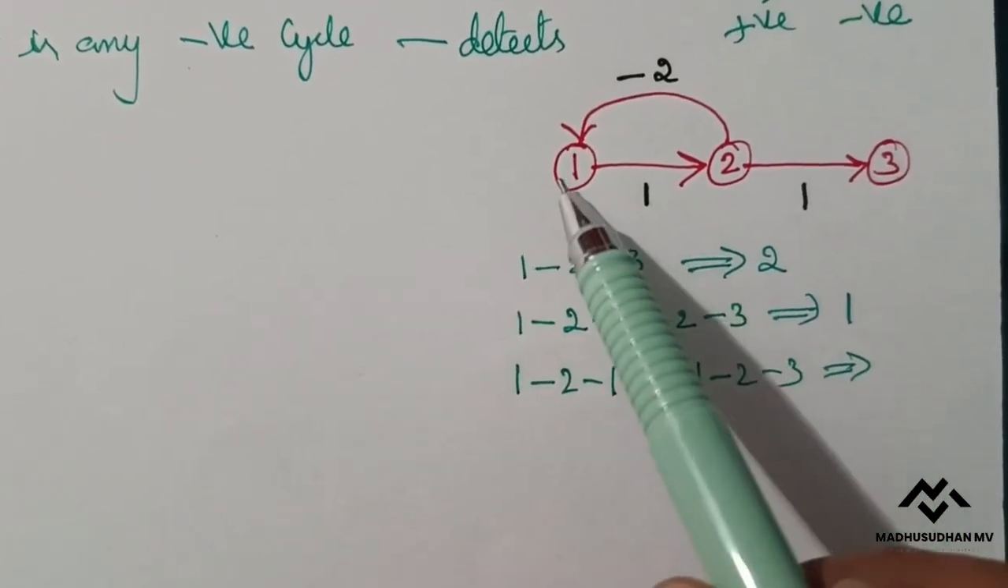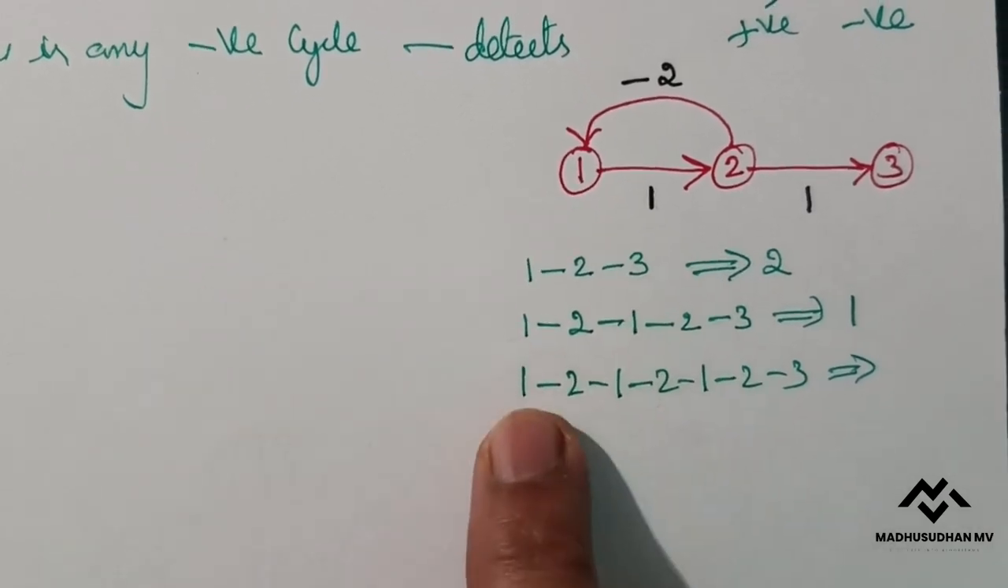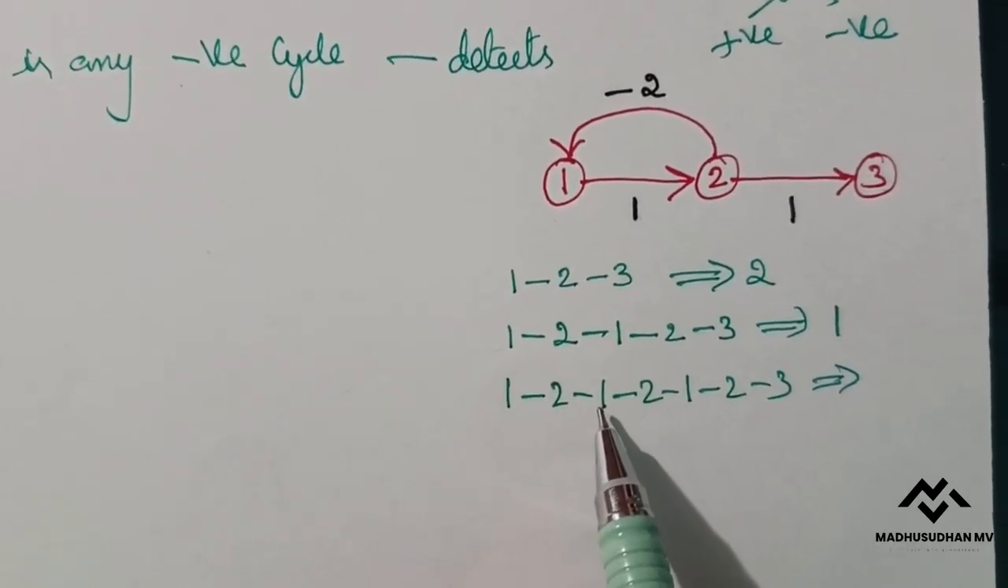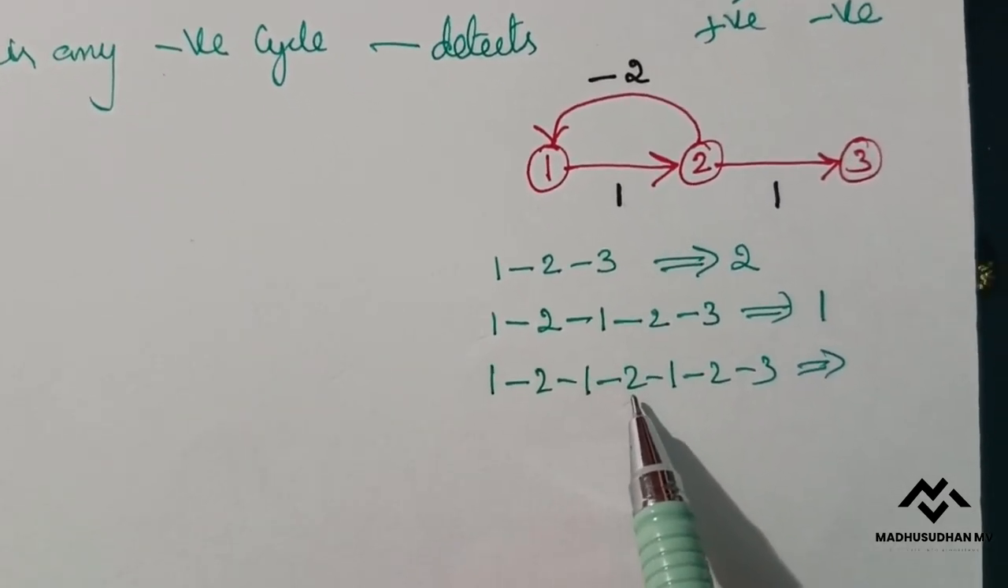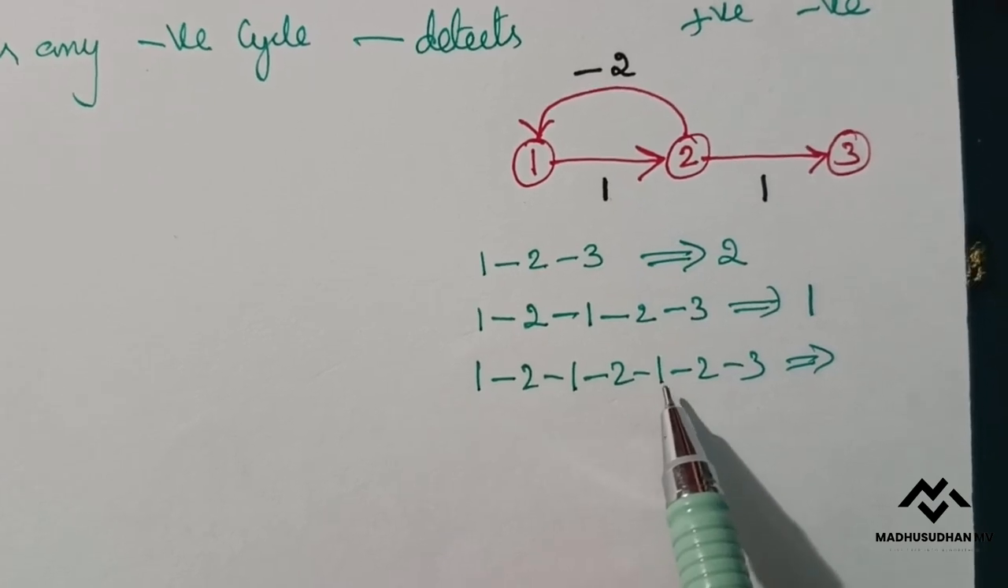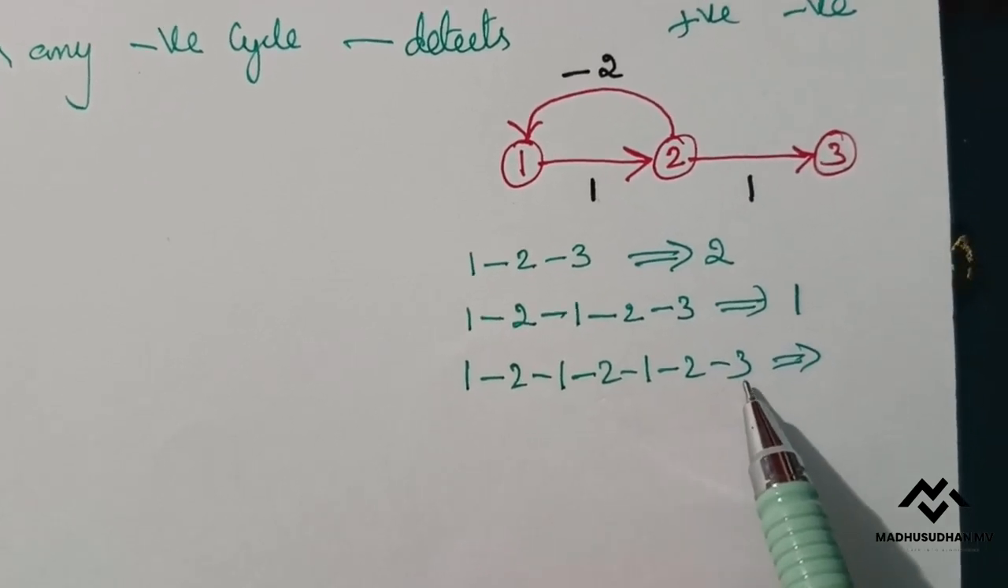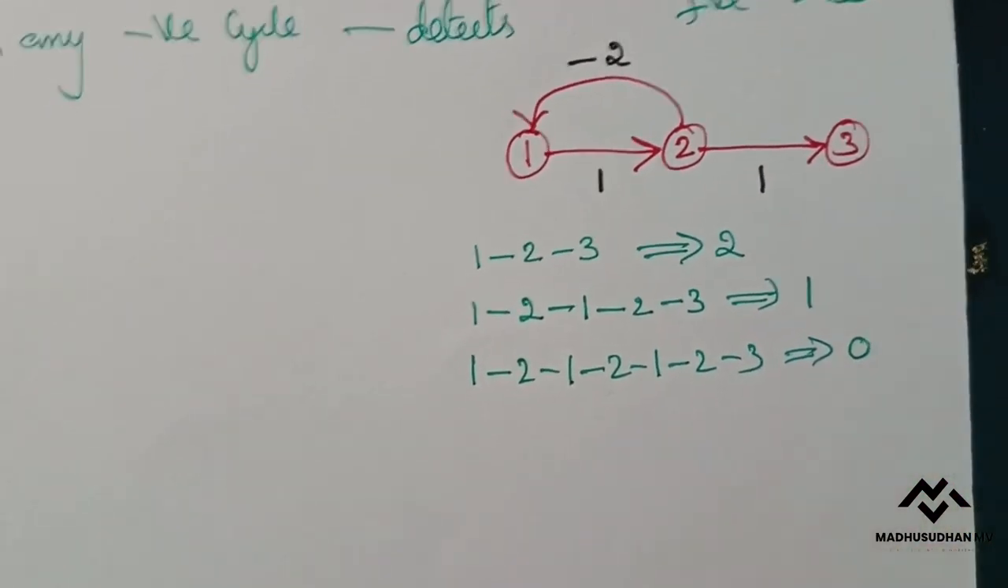So now see, 1 to 2 is what? 1. 1 to 2 is 1. Then 2 to 1 minus 1, 0. Okay, then minus 2, minus 1, then plus 1, 0. That means now the shorter distance is 0.